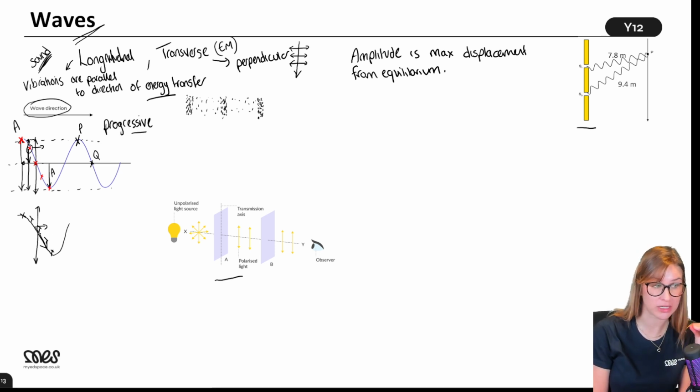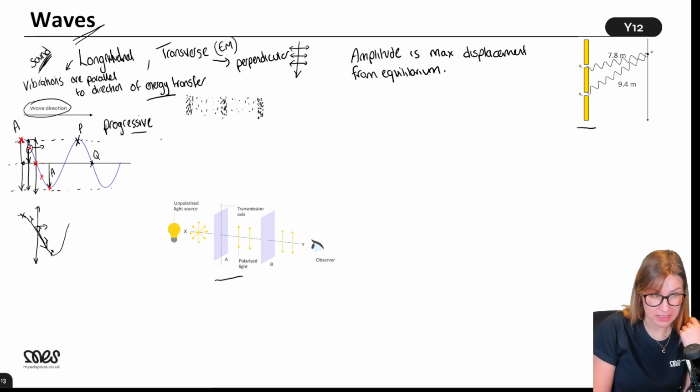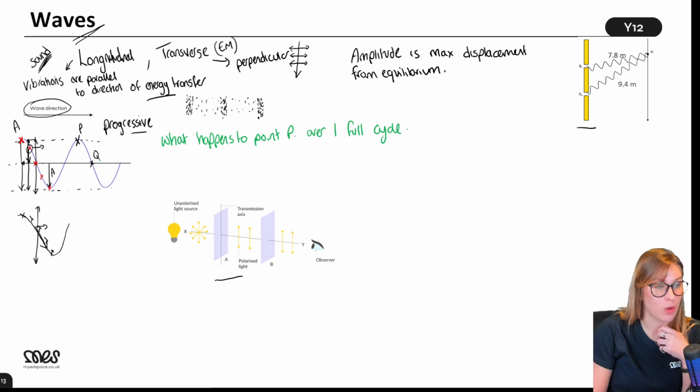So it's really important that you understand that, because you might see an exam question that says, what's going to happen to point P? And it might say over one full cycle. Okay, so what I'm going to do is, I know my wave is traveling towards the right, so you want to sketch the wave later in time. So I'm going to sketch a little wave right beside it, just slightly later in time.